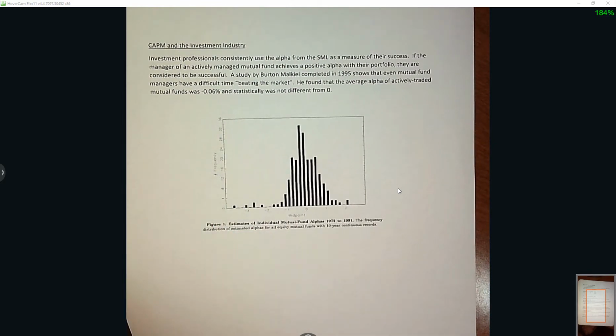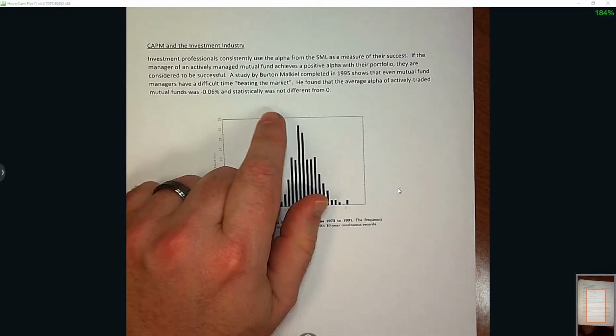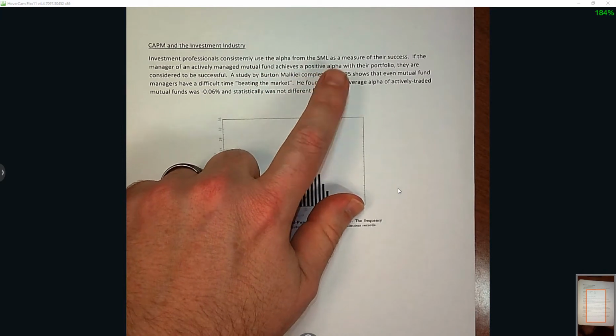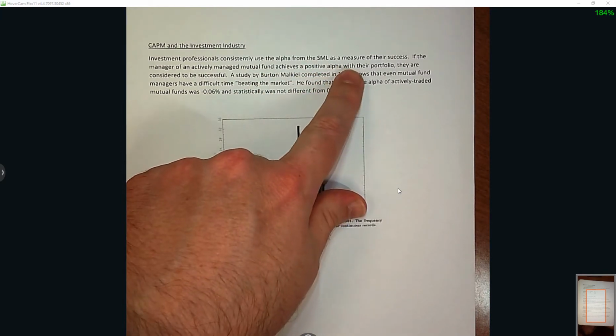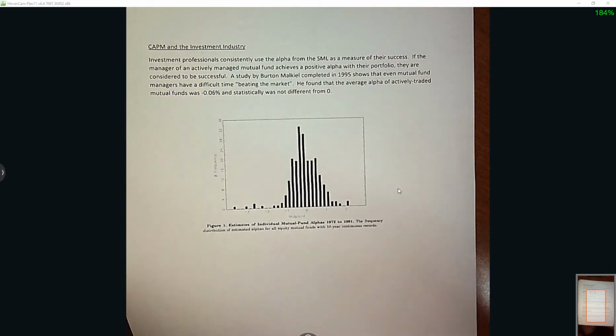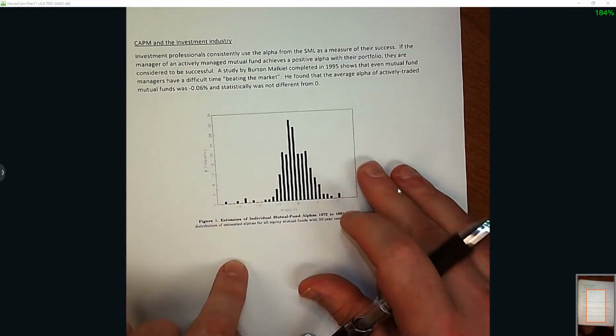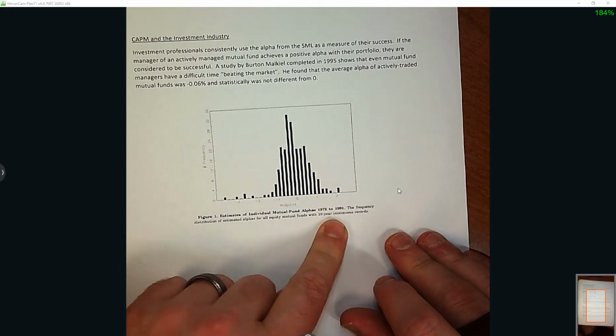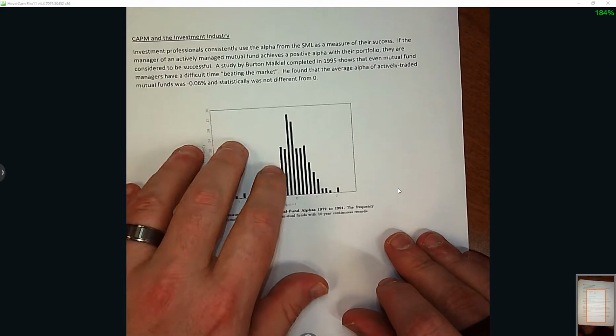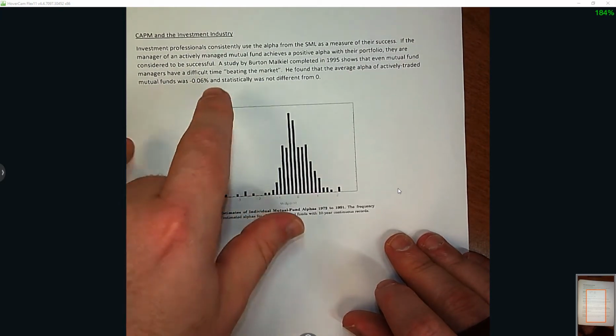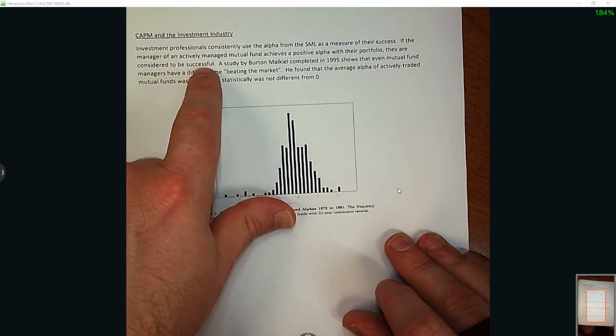The capital asset pricing model in the investment industry. Investment professionals consistently use the alpha from the security market line as a measure of their success. Like I said, I've been looking at different companies lately as part of a committee to manage retirement accounts and the investments that are offered through those retirement accounts. And this is a consistent way that even today, so you'll see the research here is kind of old, but even today, people are using that alpha to determine whether a fund manager is doing a good job.